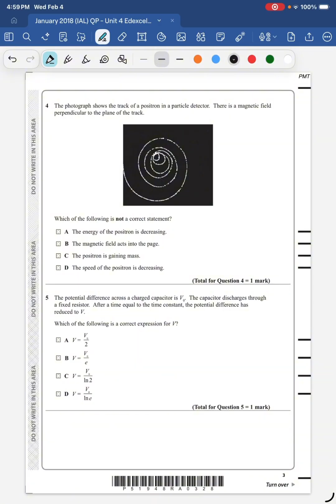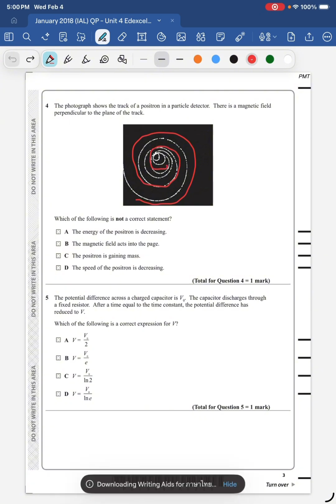Question 4. The photograph shows the track of a positron in a particle detector. There is a magnetic field perpendicular to the plane of the track. Which of the following is not a correct statement? A. The energy of the positron is decreasing. That's true because, as you can see, it spirals inwards, which means that it's losing energy.